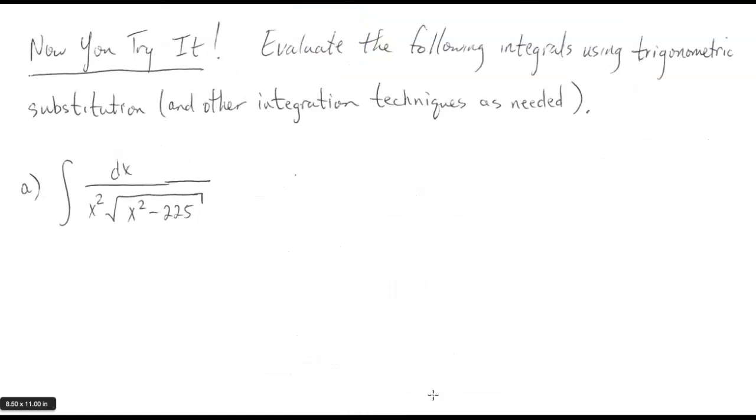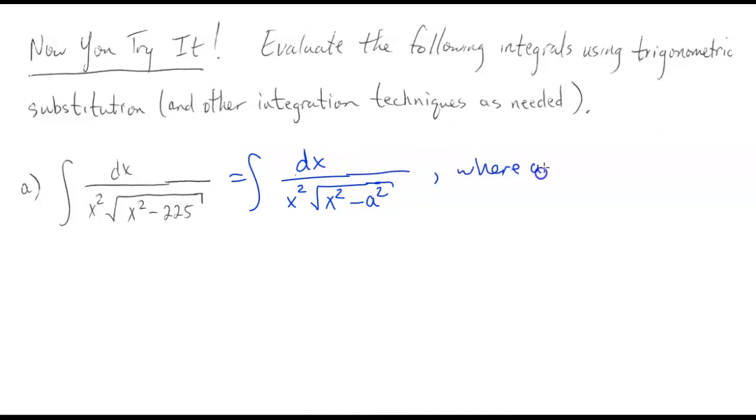Okay, so now we are going to move on to examples where we'll actually work those out from scratch. With this first example here, we want to integrate 1 over x squared times the square root of x squared minus 225. The first thing that jumps out at us is that if we rewrite this, it looks kind of like this, where this value of a is going to be 15, because if a squared is 225, then the square root of 225 is 15.